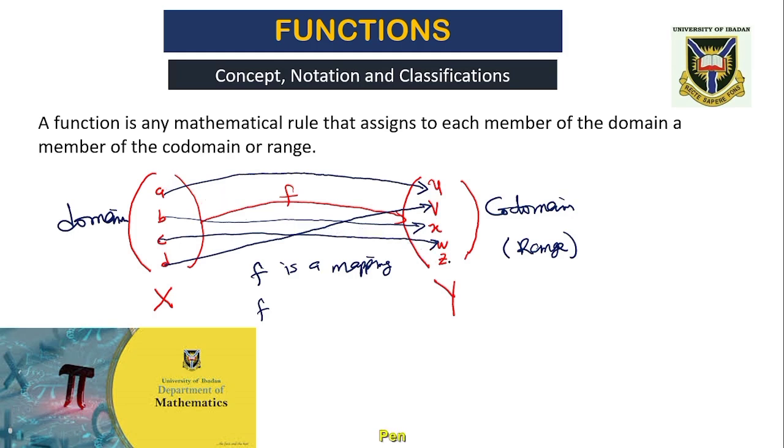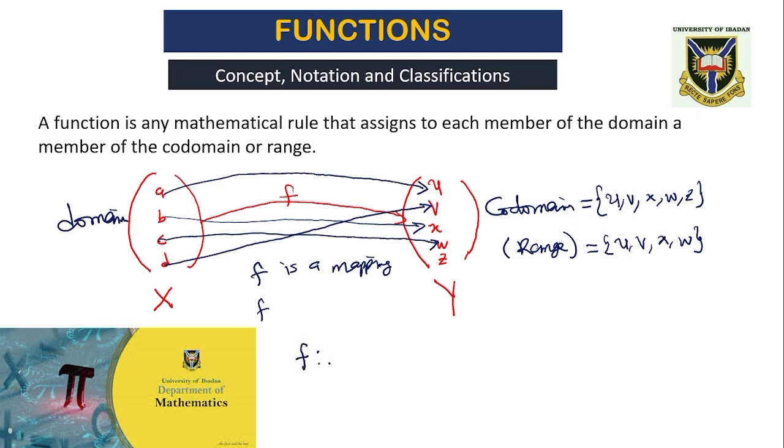Okay, suppose that we still have that Z is not mapped, then the codomain is the whole set of members of Y, which is U, V, X, W, and Z. But the range in this case will just be U, V, X, and W. So the range is a set of members of Y that have a pre-image. Each member of the domain is called a preimage, and each member of Y is called an image.